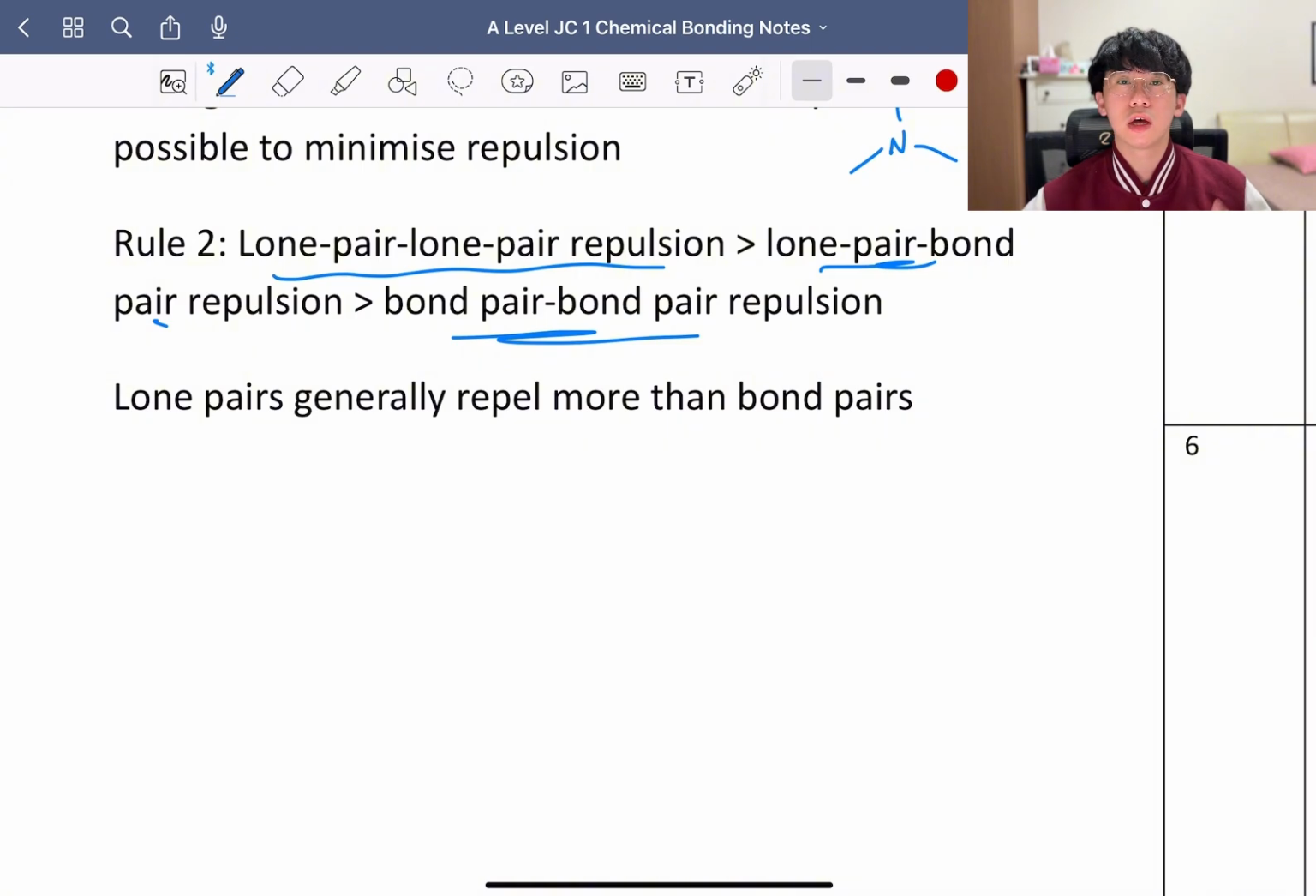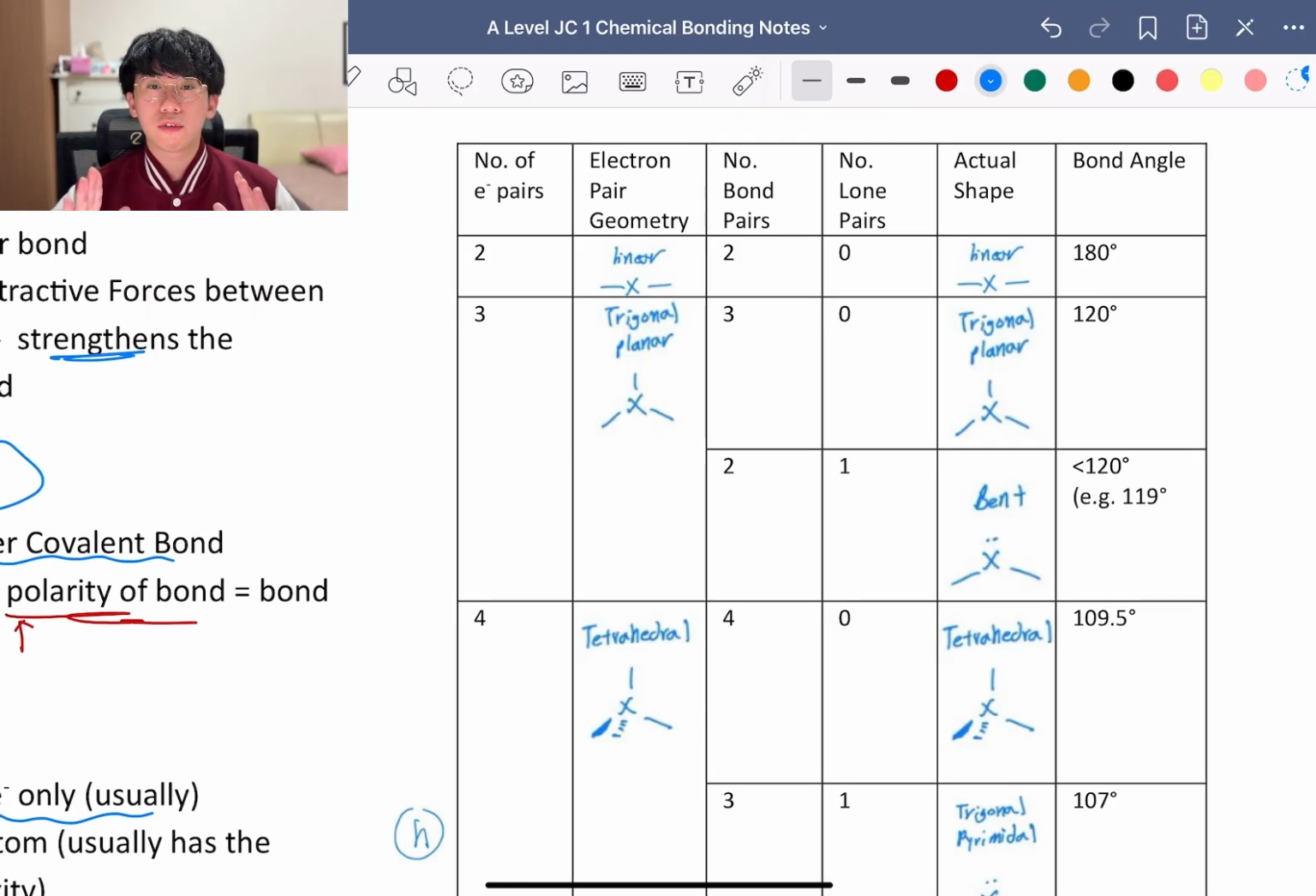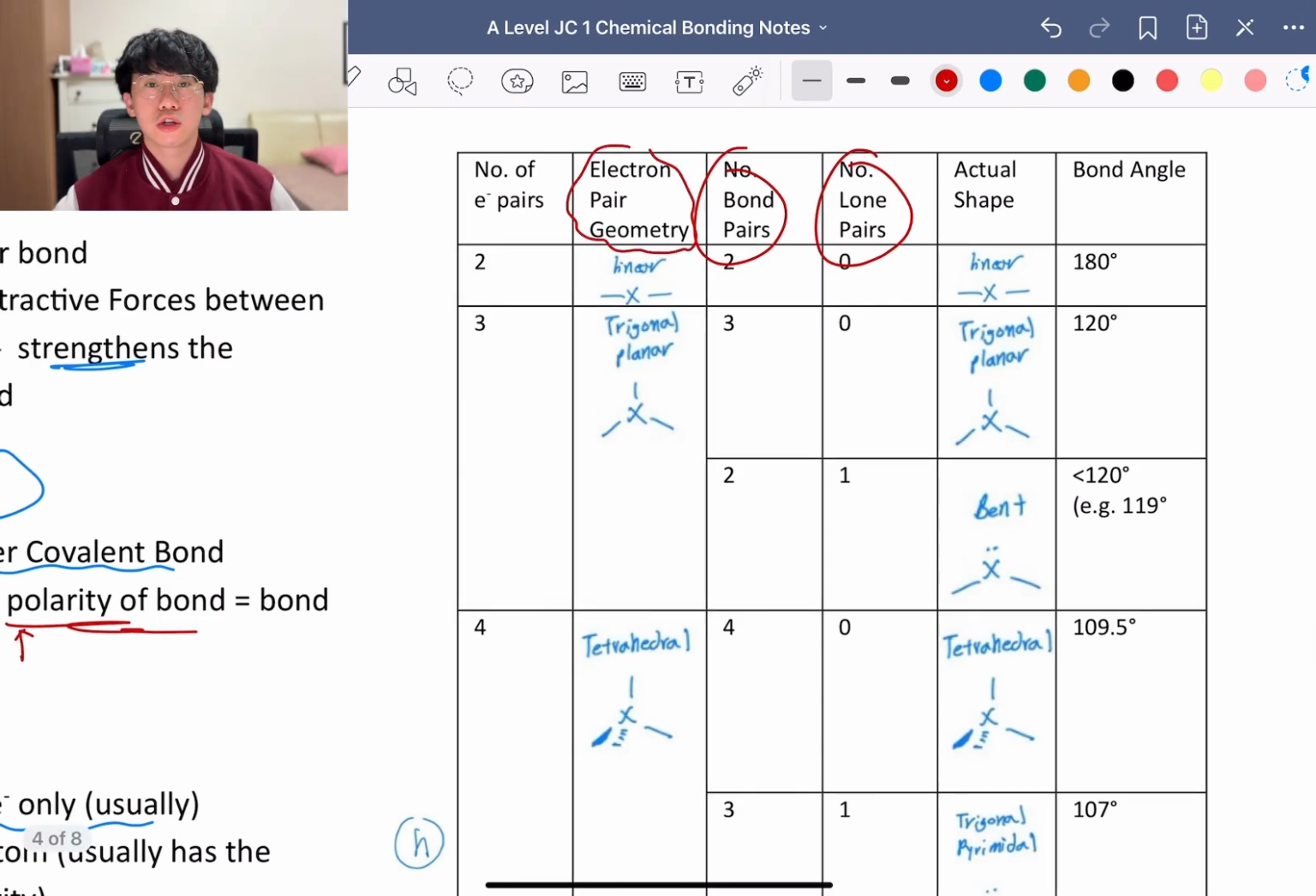So a good rule of thumb is lone pairs tend to repel much more than the bond pairs. So we have a table over here that summarizes how to determine the shape of a molecule. As I said just now, you want to go by the number of bond pairs and the number of lone pairs, and from there, you figure out the shape itself. You can tell the shape because it is guided by how the electrons tend to arrange themselves around the molecule, to get this electron pair geometry. So what do I mean by that?